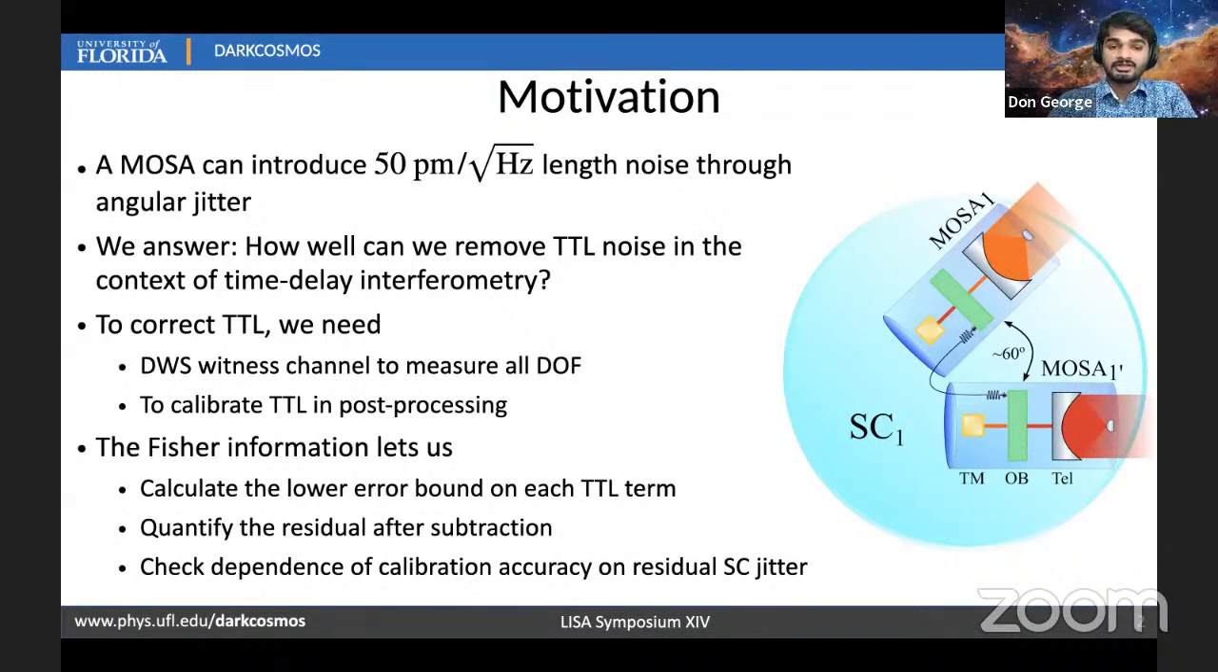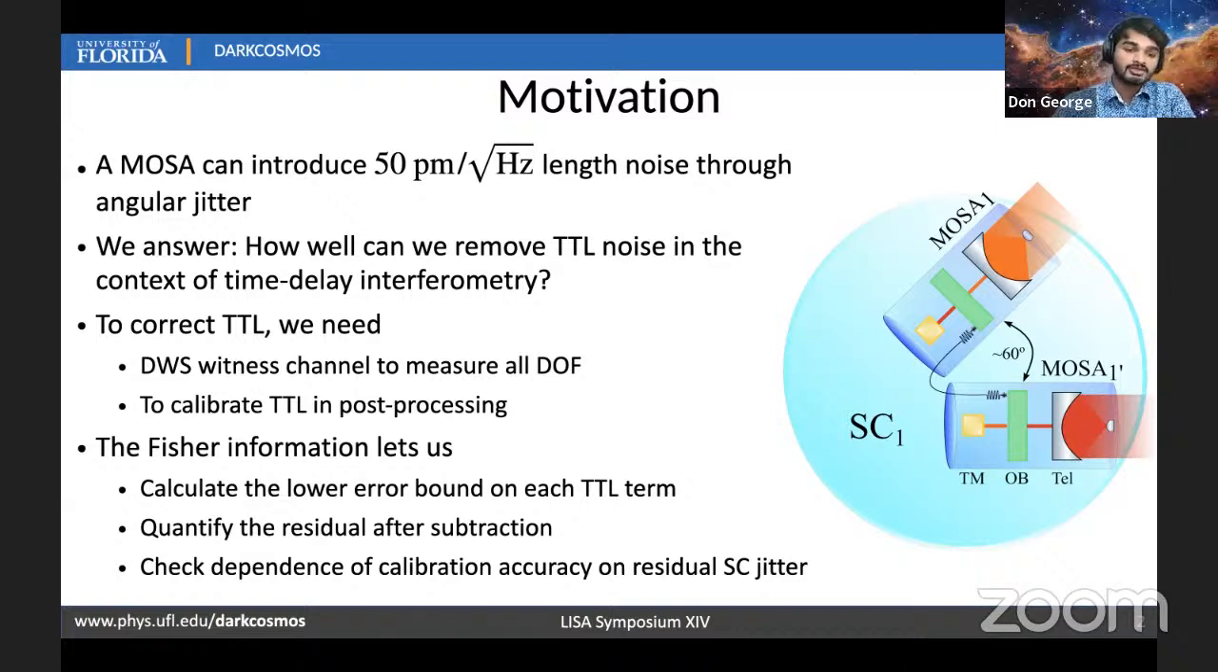A MOSA, if it jitters, can introduce up to 50 picometers per root hertz length noise, as you can see here. And so we wish to subtract it, and the question we wish to answer is how well we can remove tilt-to-length noise in the context of time delay interferometry. So to correct TTL, as Sarah mentioned, we need the DWS witness channels to measure and keep track of how the angles change for all the different degrees of freedom. And using these witness channels, we can calibrate TTL and remove it in post-processing.